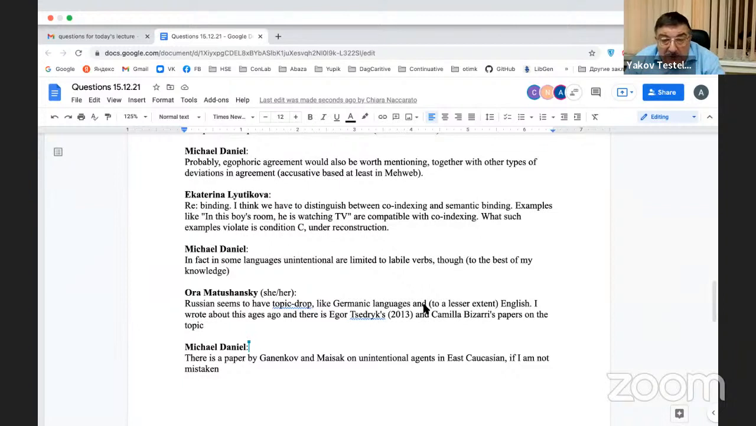It's a topic which is only partly studied. In fact, we don't know. Maybe Ganenkov and myself did this for Agul, but for most languages, I don't know with what kinds of verbs unintentional agents can be used at all. Is that all?